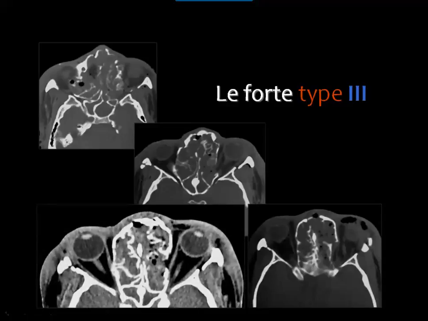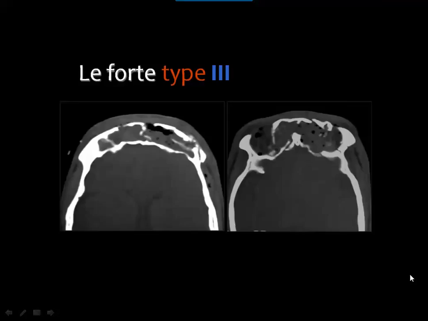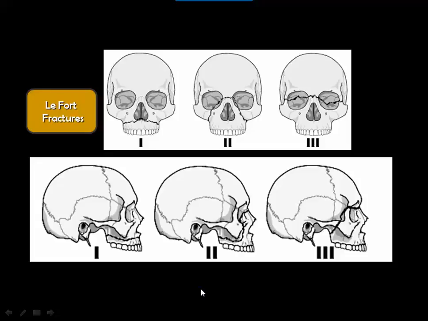Very importantly is to evaluate the globes for the possibility of globe rupture, and this is very important. And you see here the globe is intact and the opposite globe is also intact. Then going up, you may see fractures of the frontal sinuses, which is not a part of the fracture. It is an association, which is a common association with Lefort type 3.